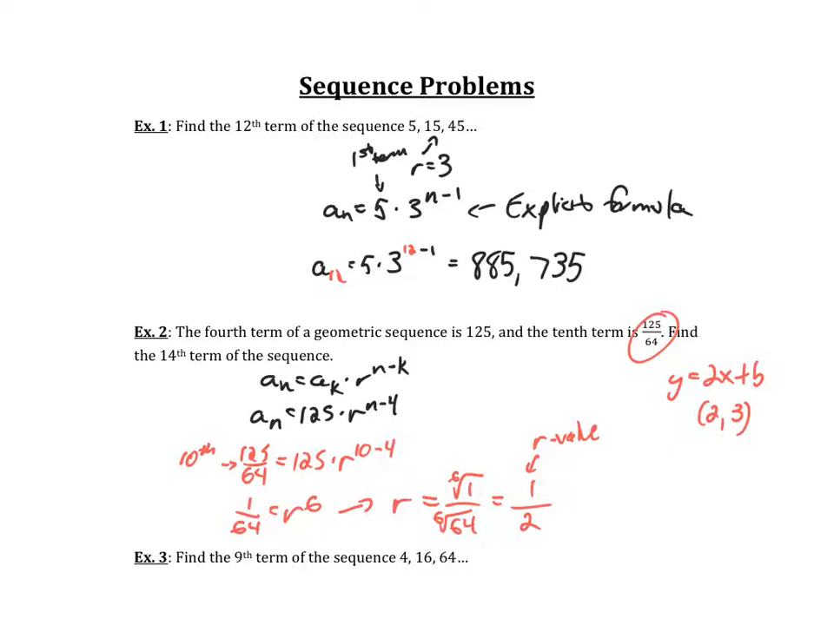So to find the 14th term in the sequence, let me write out my formula. 125, I now know my r value is 1/2, times to the n minus 4. That's your explicit formula.